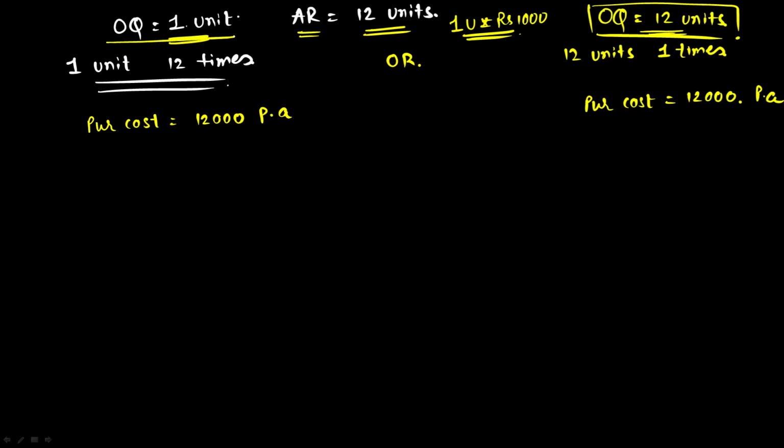In this case, can you tell me how many times the truck will be coming to the company? 12 times. Here, one time. So, assuming that all 12 units can be accommodated in one truck, here the transportation cost will be levied only one time. Here the transportation cost will be levied 12 times.